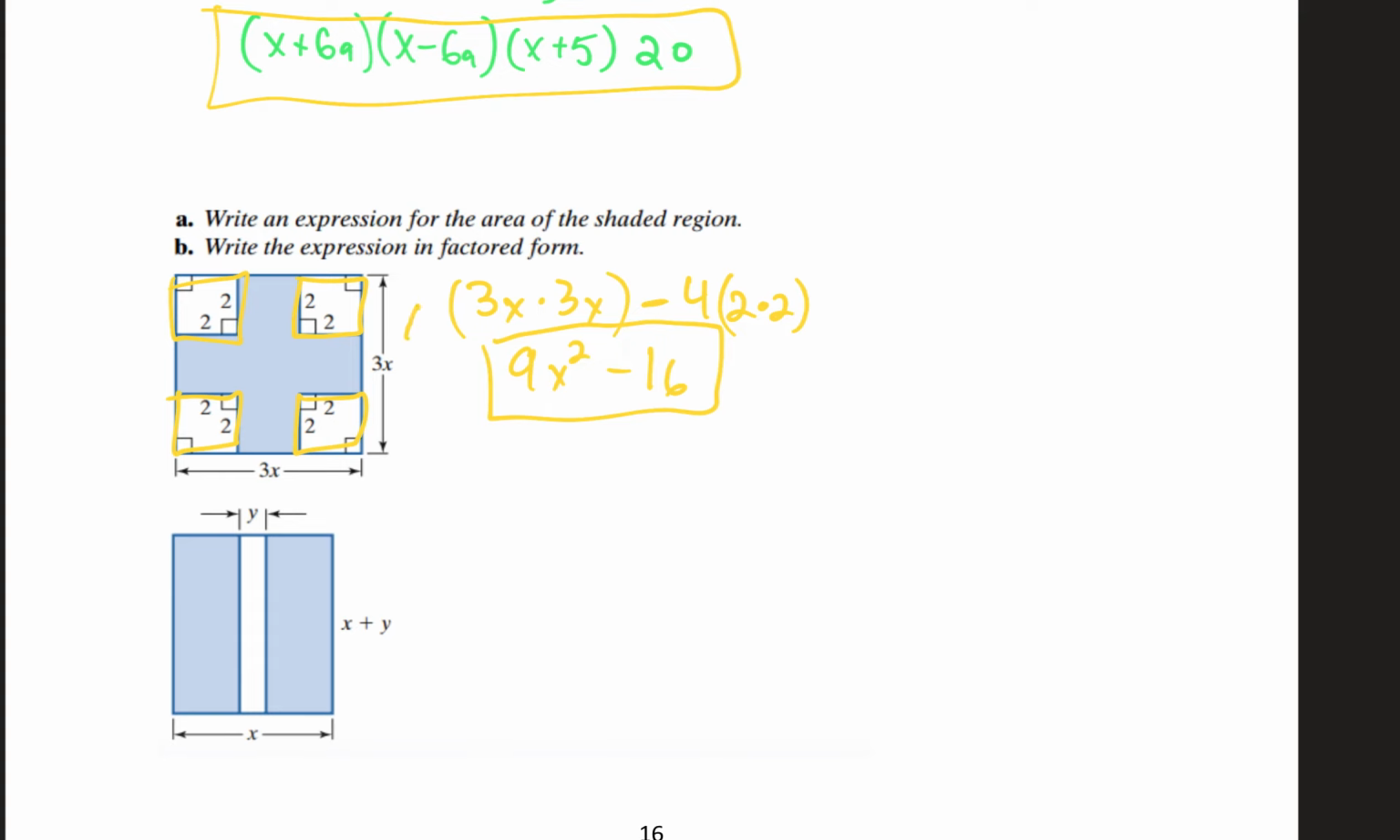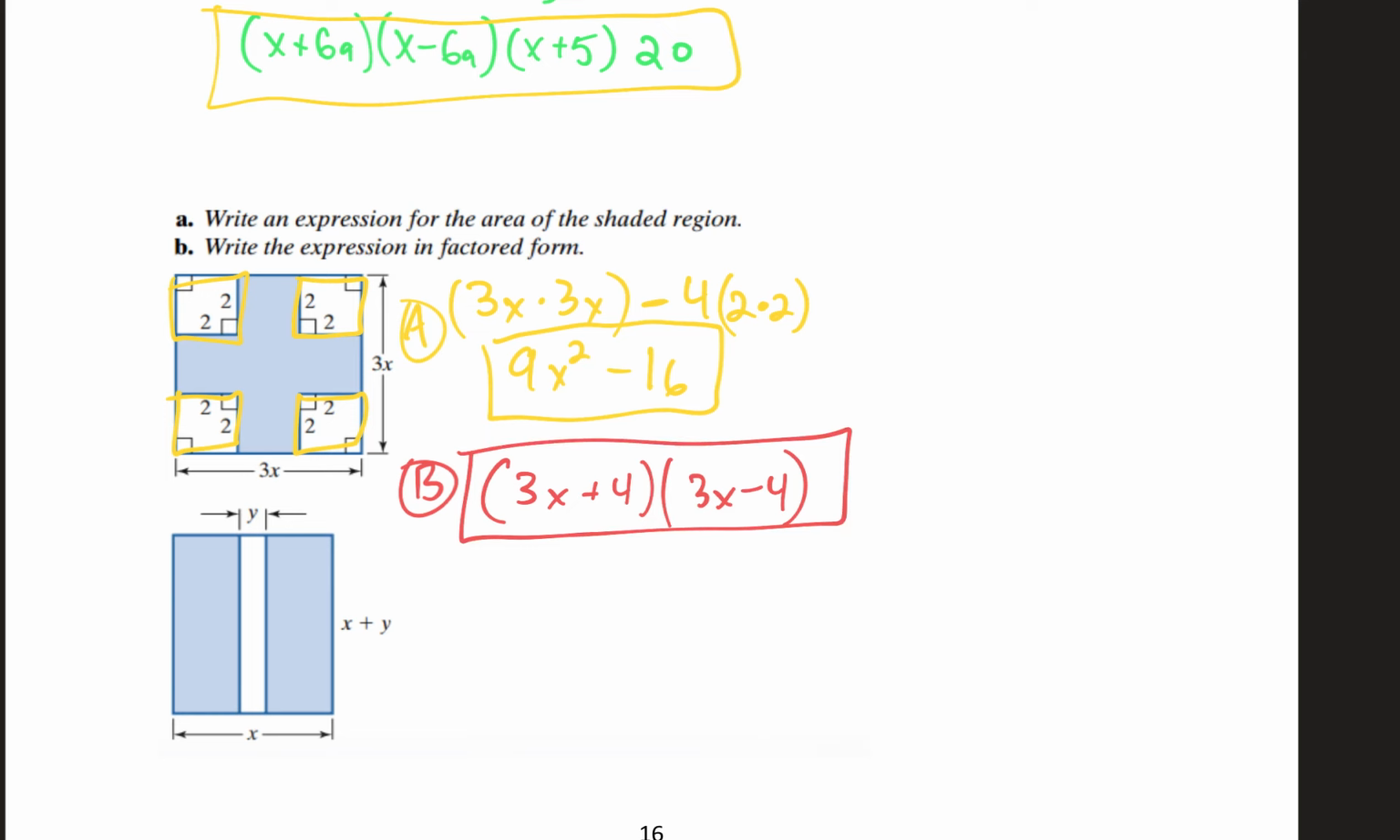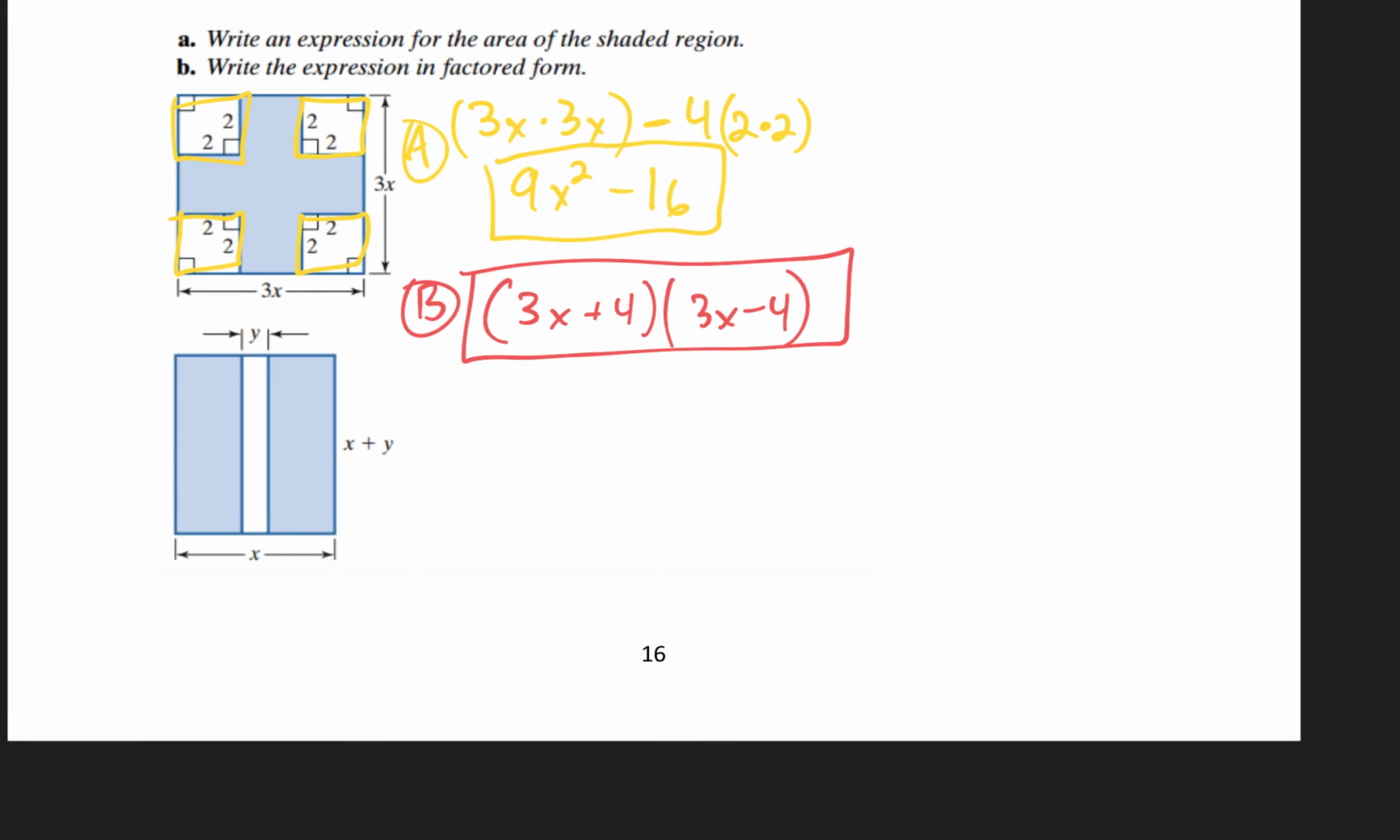All right, now for b, I need to take that expression and I need to factor it. So, I have 2 terms. Looks like I have difference of squares. So I can say, 9 is going to be 3x, and 16 would be 4. And then I have 3x minus 4. And I'm looking to see if I can factor it further. I cannot, so that is my answer in factored form.